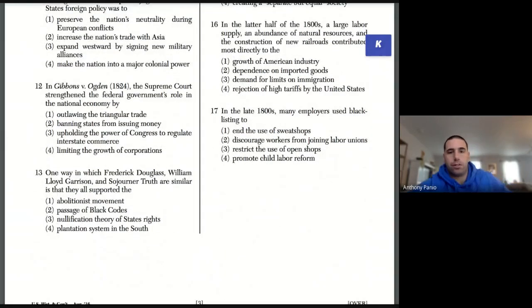In Gibbons versus Ogden, the Supreme Court strengthened the federal government's role in the national economy by... the correct answer for that one is 3, upholding the power of Congress to regulate interstate commerce. Anytime you see Gibbons versus Ogden, you think interstate commerce, or trade between the states, and you will probably get the answer. One way in which Frederick Douglass, William Lloyd Garrison, and Sojourner Truth are similar is that they are all people from the abolitionist movement, so we are going to choose number 1. That's just a review of remembering who these people were. If you remember who they were, it's a very easy question.